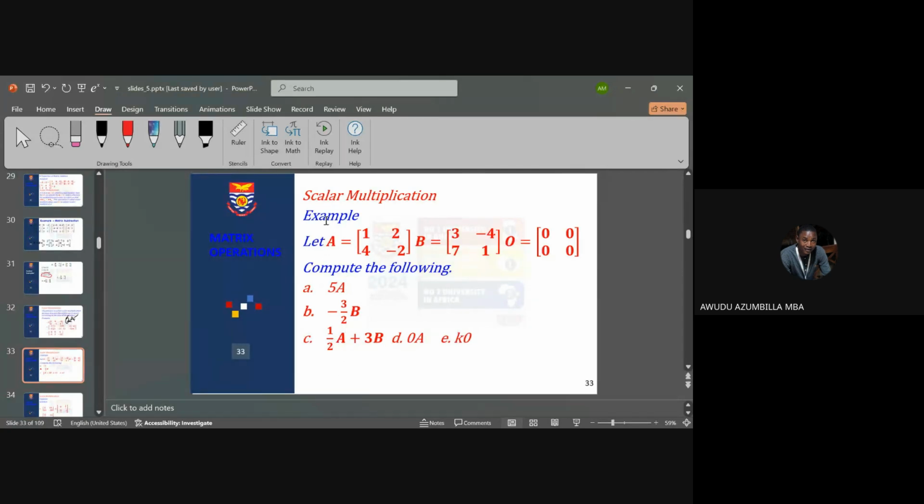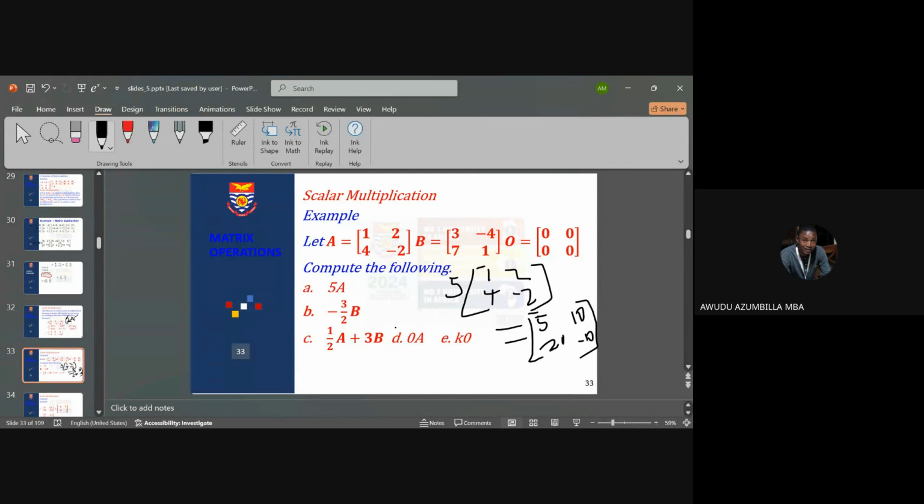We have an example: if A is equal to this matrix, B is equal to this, and C is equal to this, you can find 5A. The 5A means that you are going to multiply 5 by the matrix A. That is 1, 2, and then 4, minus 2. Just multiply and get your product. That's all. Here will give you 5, 10. Here will give you 20. And here will give you minus 10. That is all we are talking about, the scalar.